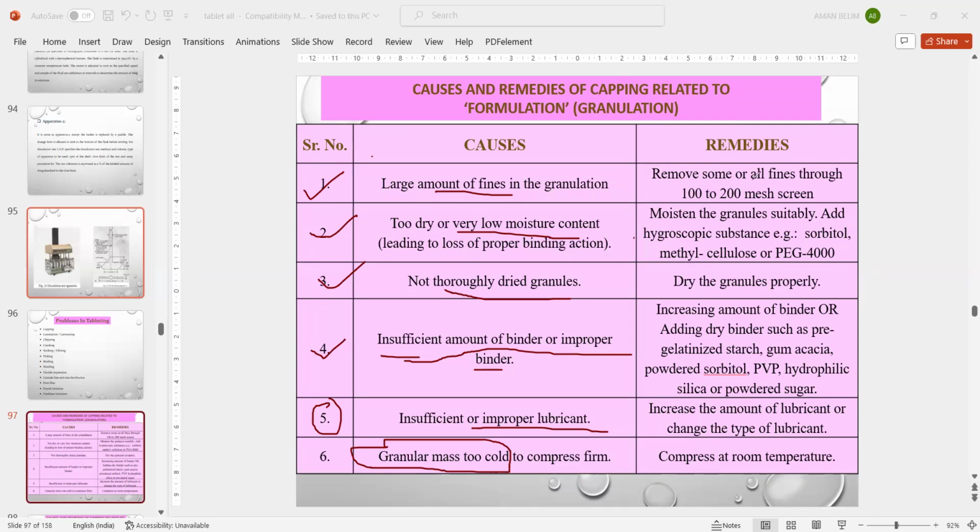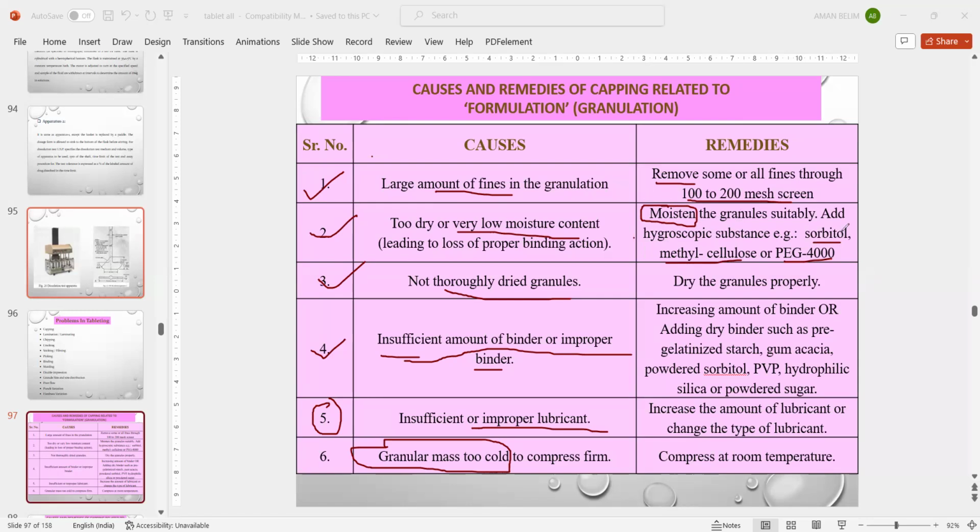Also, you can see here the remedies: you have to remove the fines through the 100 and 200 mesh screen. Obviously, we have to remove the fines. As I have mentioned the problems, you have to remove those problems; that will be the remedy. Then, if the granules get too dry, you have to use a moistening agent like sorbitol, PEG, methyl cellulose. These are all hygroscopic in nature.